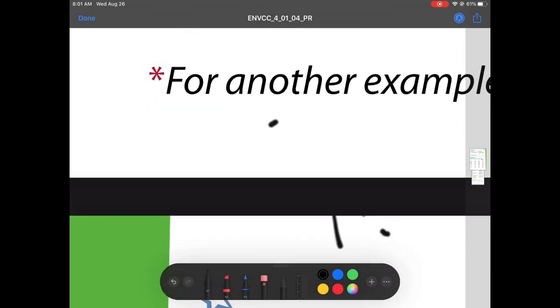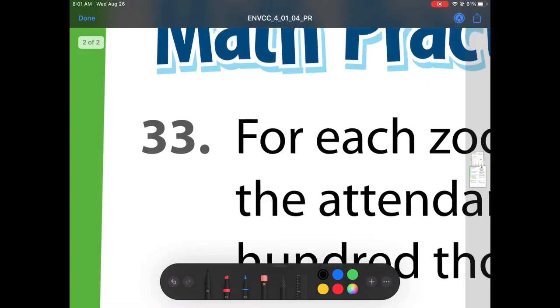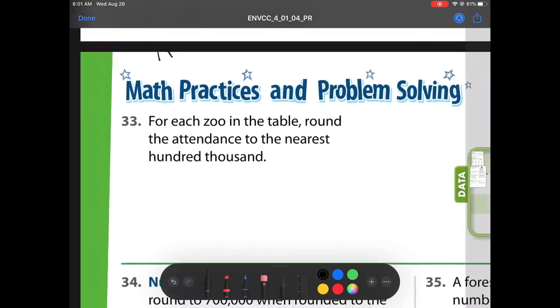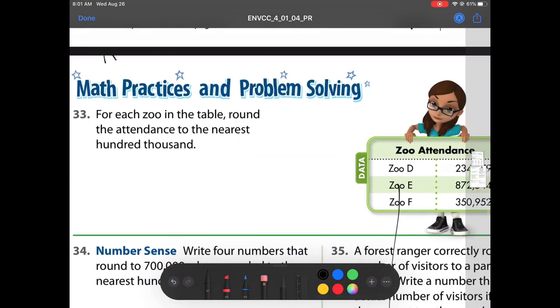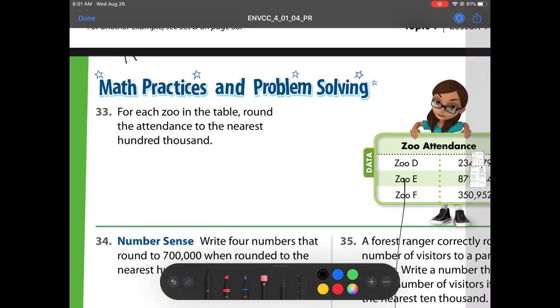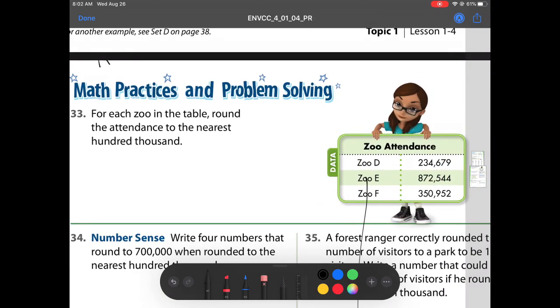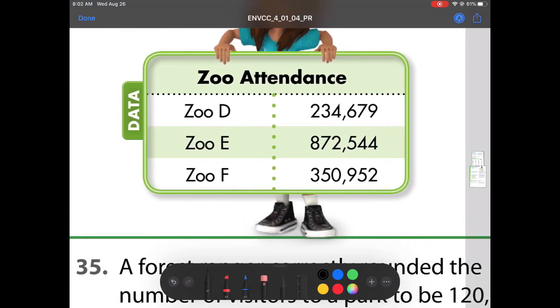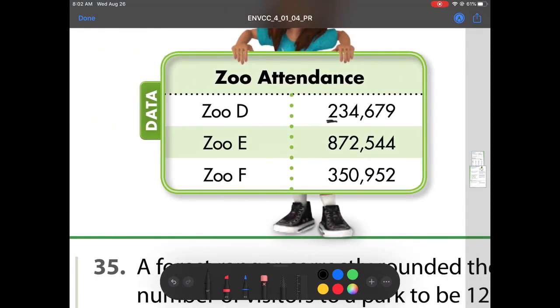All right, hopefully you're good with those kind of practice problems. We did tons of them, so now we're going on to our word problems. So here we're at a zoo. It says for each zoo in the table, round the attendance to the nearest 100,000. So here it's saying 100,000, so I'm going to underline that 100,000 place value. And now let's see what we have.